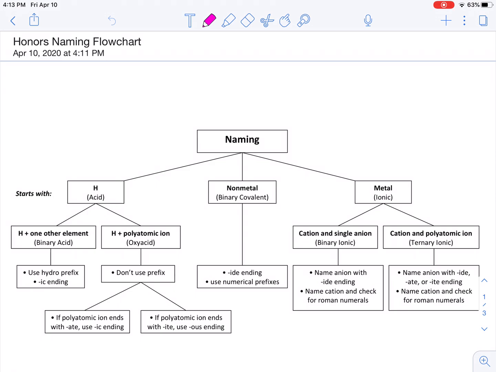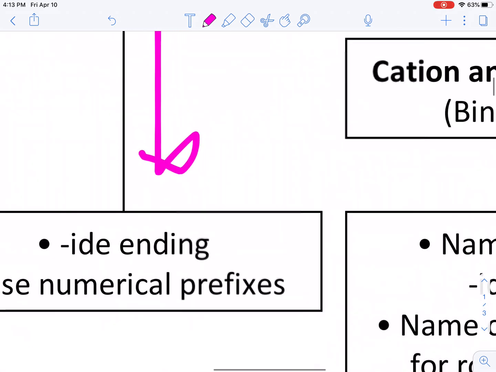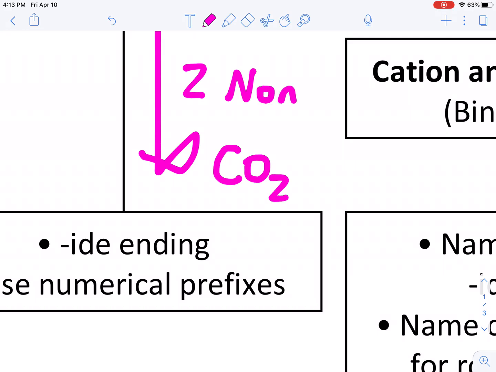And as a heads up, we have already done this branch, the branch that goes straight down, binary covalent. This is molecular compounds, things that are put together with a covalent bond. For instance, an example would be carbon dioxide, CO2. And you'll notice that this is made up of two nonmetals.